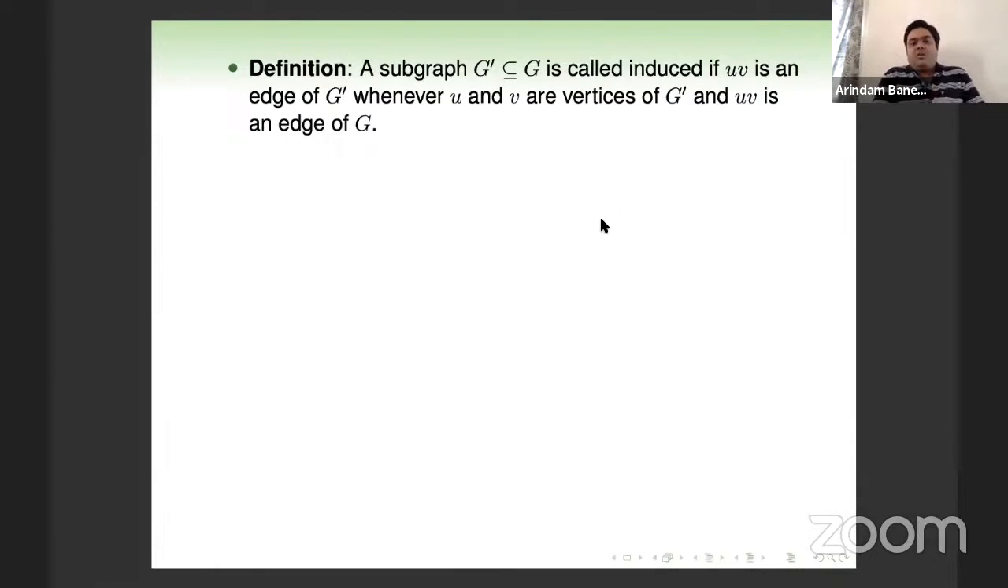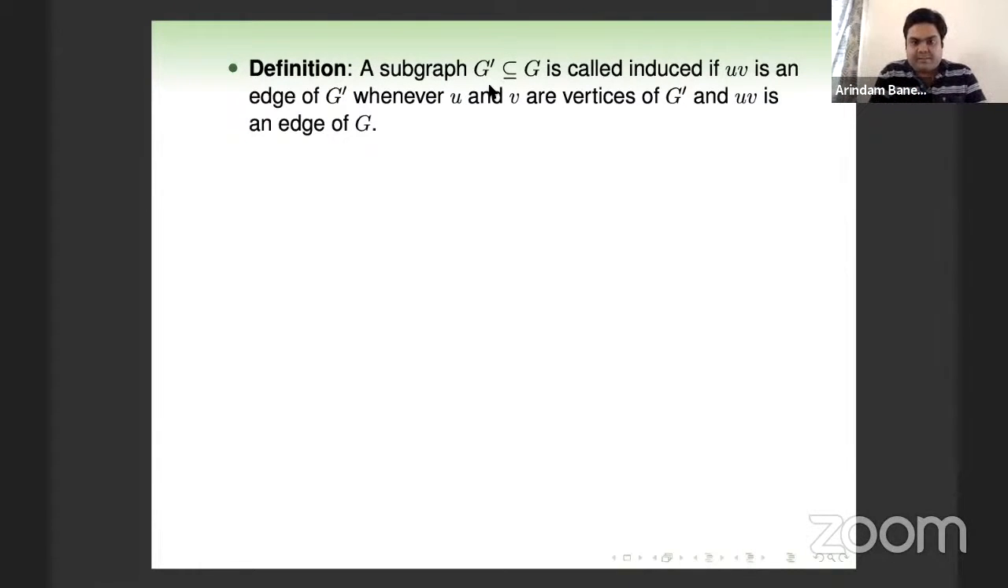So let me define one concept which is extremely important for me, namely the concept of induced subgraph. A subgraph G prime of a finite simple graph. By the way, all graphs in today's talk, until the very last slide, are going to be finite simple undirected graphs. A subgraph G prime of G is called induced if UV is an edge of G prime whenever U and V are vertices of G prime and UV is an edge of G. This is if and only if. That is, you take a bunch of vertices and keep all the edges intact.